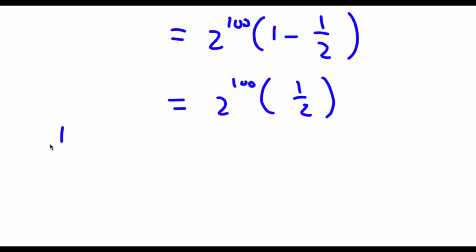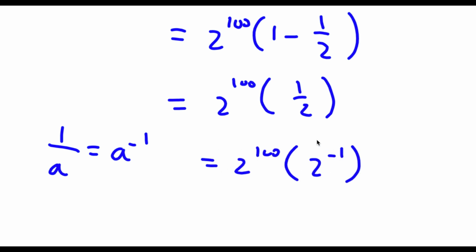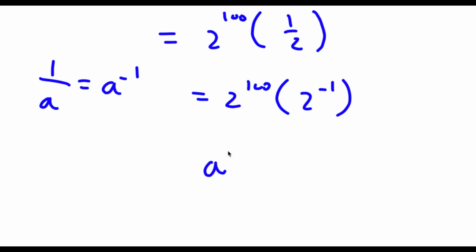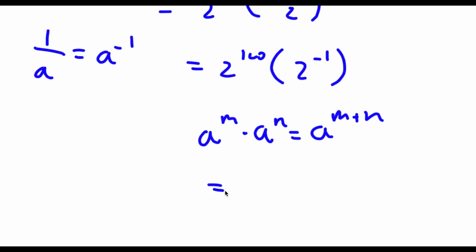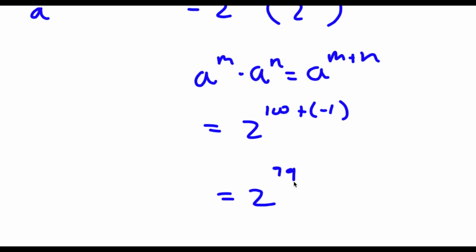Now, if I have something in the form 1 over a, this is the same thing as a to the power of negative 1. So 1 over 2, that's the same thing as 2 to the power of negative 1. Now, if I have something in the form a to the power of m times a to the power of n, this is equal to a to the power of m plus n. So 2 to the power of 100 times 2 to the power of negative 1, it's going to equal 2 to the power of 100 plus negative 1, which is equal to 2 to the power of 99. So that's another, more complicated method of solving this problem.